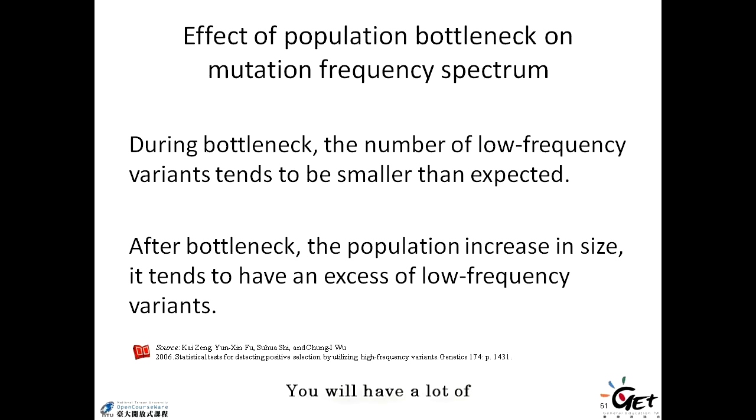You will have a lot of new mutations at a very low frequency, because even for the positively selected sites, they don't have the time to evolve to intermediate or high frequency. So that's the common feature we observe when the population has just experienced a bottleneck.